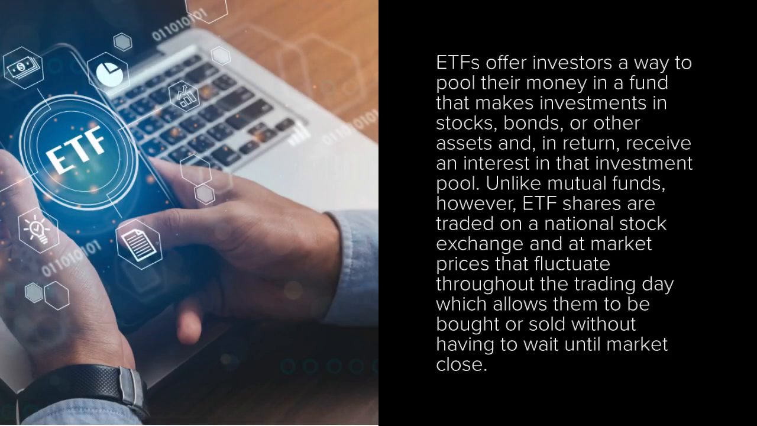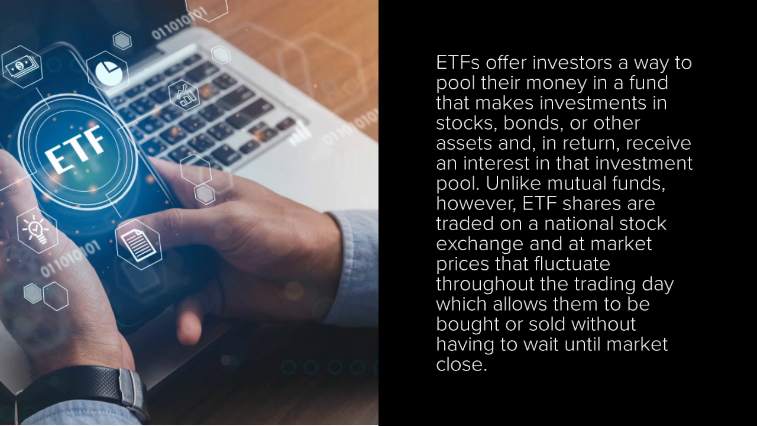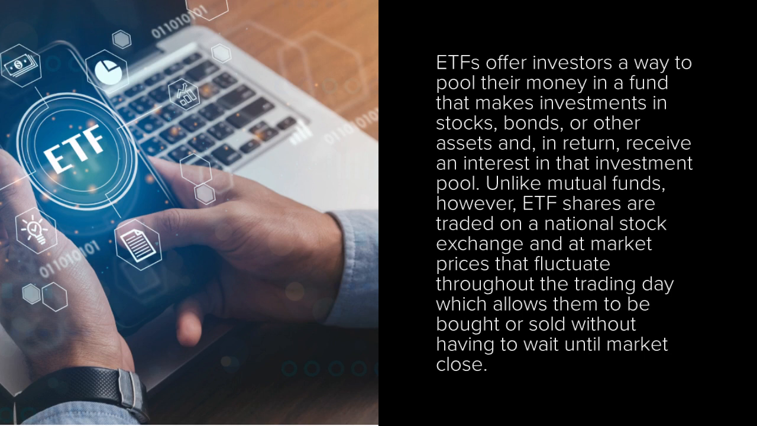An ETF is a tool that's similar in many ways to a mutual fund, but it also has some characteristics that are unique to stocks. What an ETF offers investors is a way to pool their money in a fund that makes investments in stocks, bonds, or other assets. And in return, they'll get a payout on an interest rate. Unlike mutual funds, however, they can be traded on a stock exchange throughout the day.